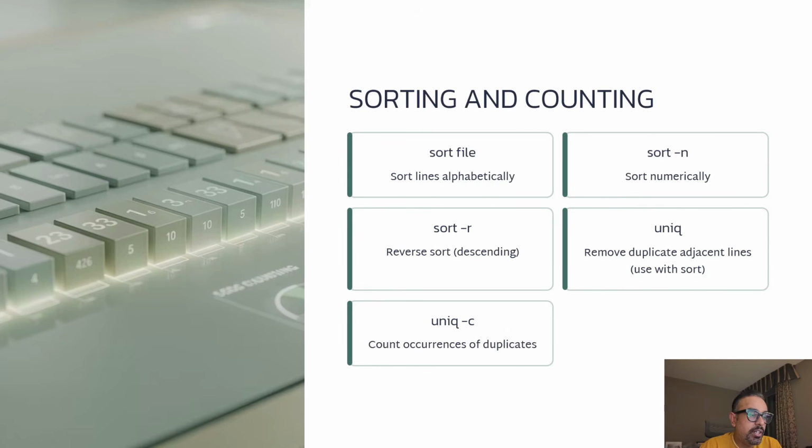Then comes the uniq -c counts. This gets the occurrences of the duplicates and displays the count next to each unique line. And this is perfect for frequency analysis, like counting the most common errors in your logs.